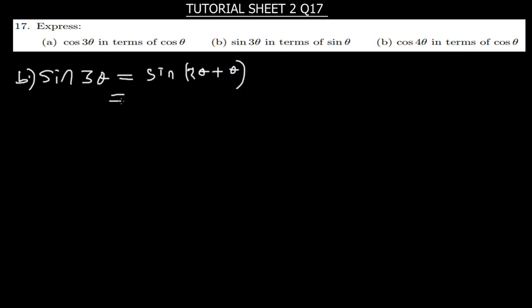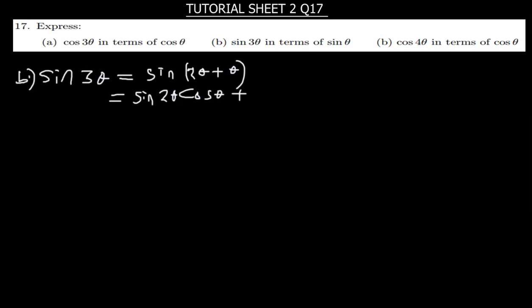Then you have your solution to be, here you use the double angle formula for sine. We are going to have sine 2 theta and then cos theta. Here there will be a plus. For sine you put the same sign, plus.